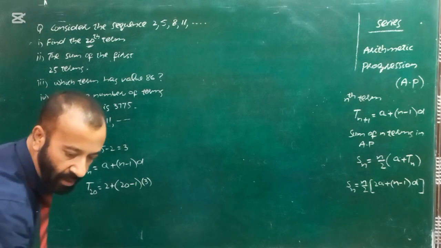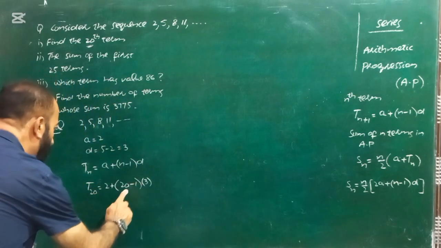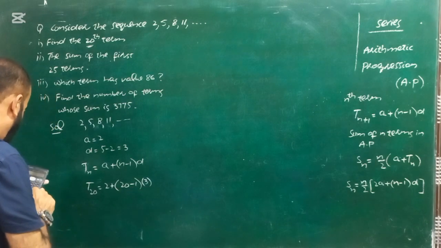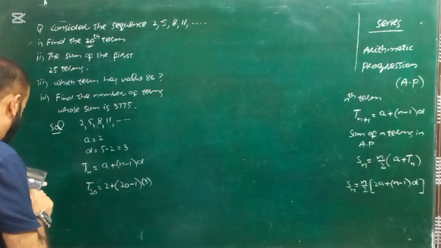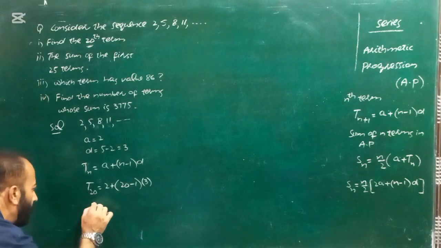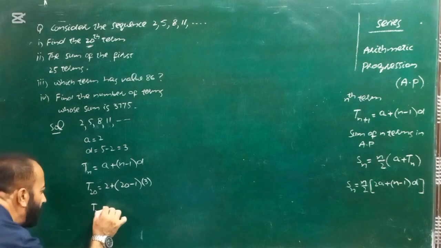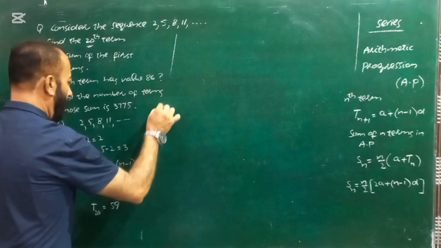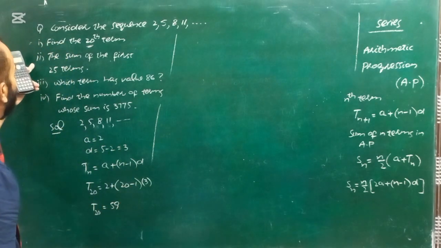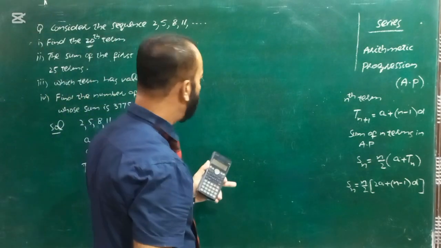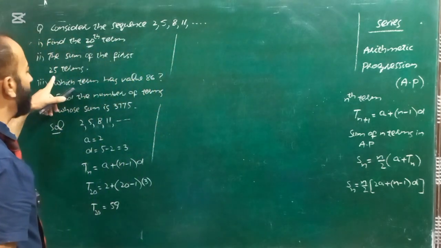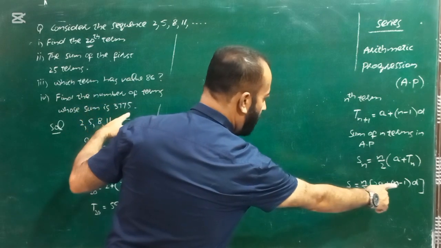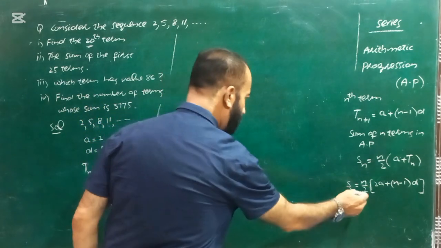From here you will solve it. So 19 into 3 plus 2 is 59. So this is the answer of the first part. Okay, now the second part: the sum of the first 25 terms. Because 25 terms are given, it means n is given, a is also given, and d is given. So you may use this formula now.